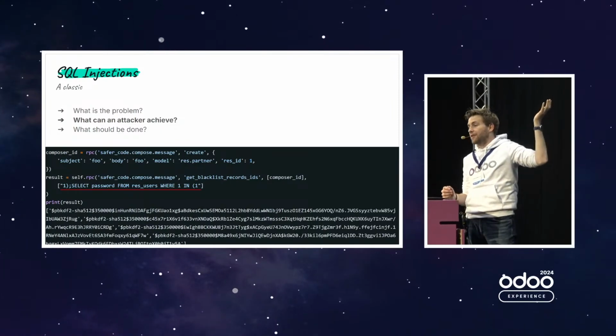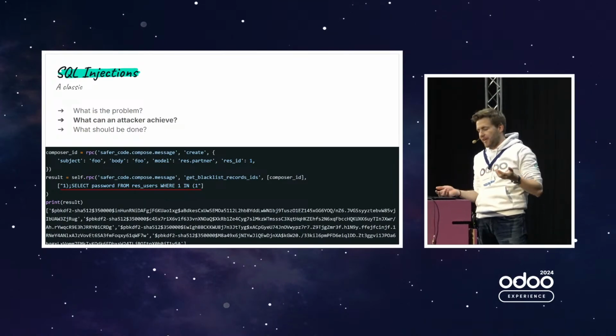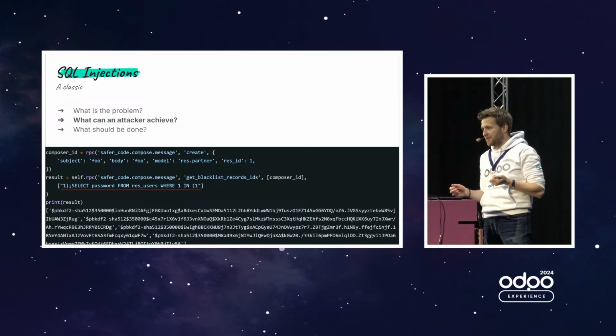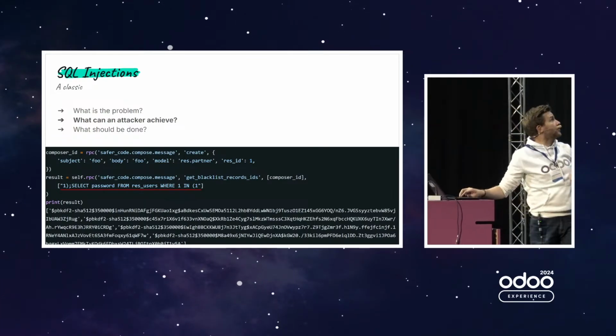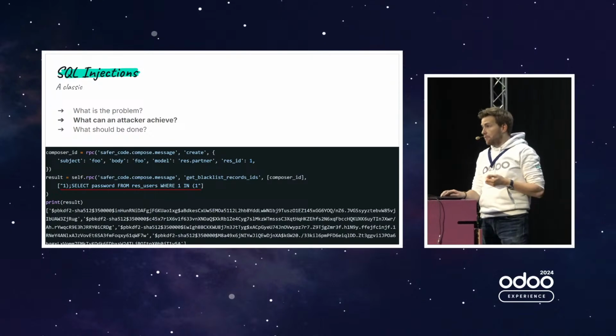In this case, it's to retrieve all the passwords of the database. They are encrypted, but still it's not a good thing that they are able to get encrypted passwords. And this is what we call a SQL injection. So how do we avoid this?